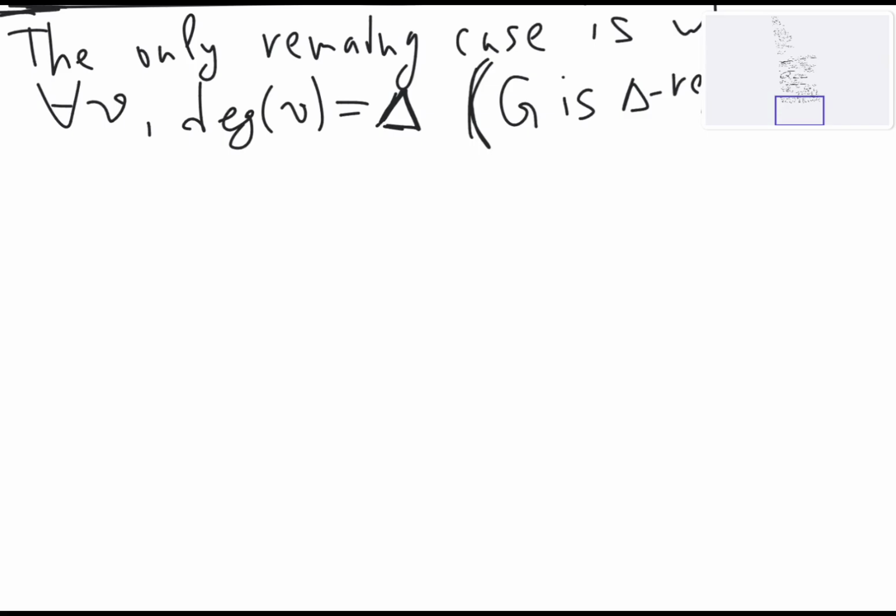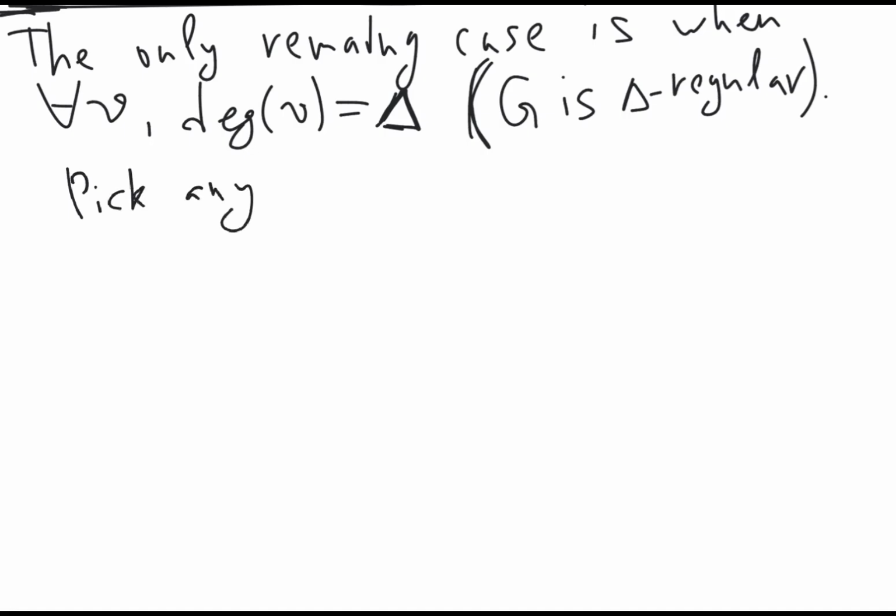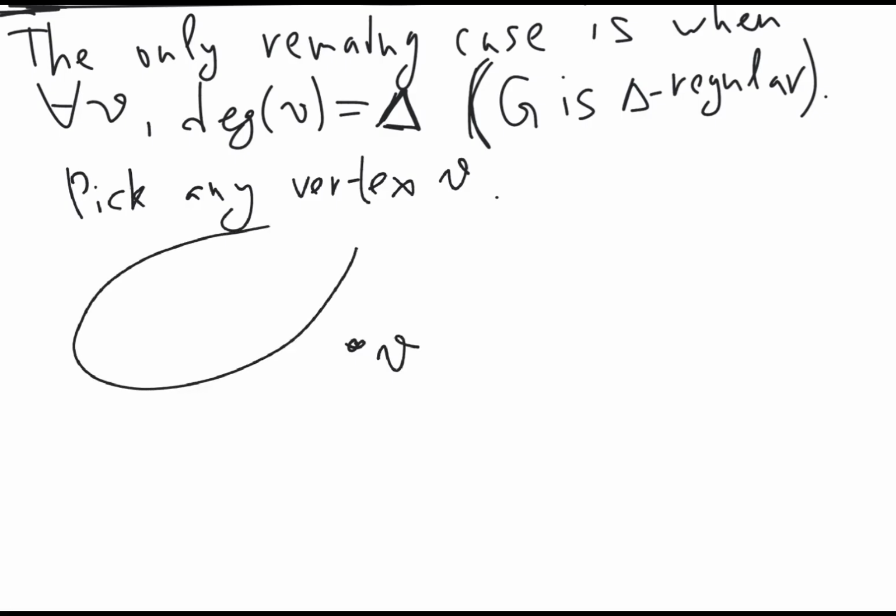So now we pick any vertex V, and we use the same inductive argument. So we remove this vertex V, and we consider G minus V.